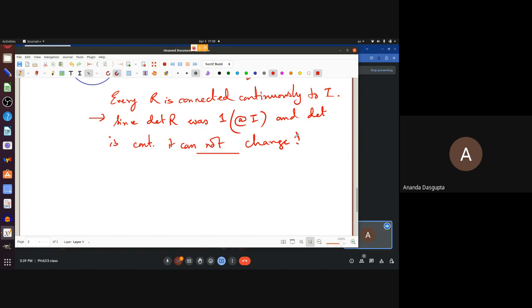However, if the allowed values are only +1 and -1, it's impossible for +1 to change to -1 unless it jumps somewhere. And jumps are not allowed. It's a continuous function. Sir?